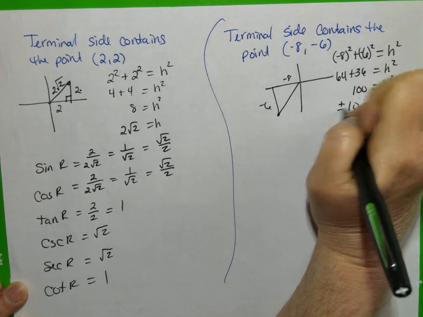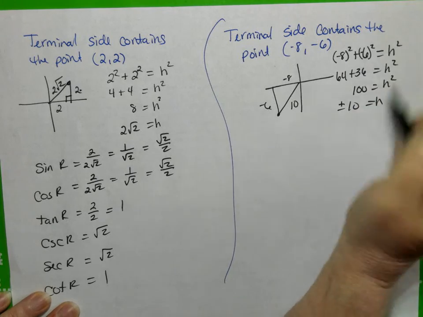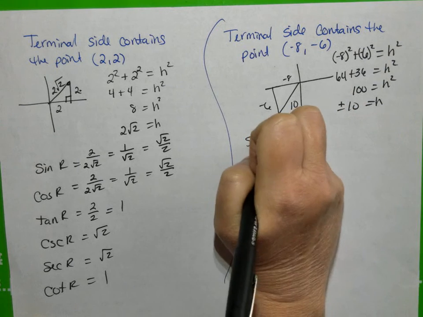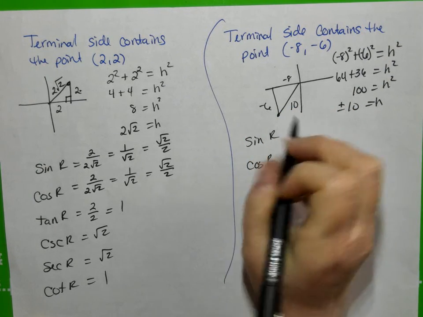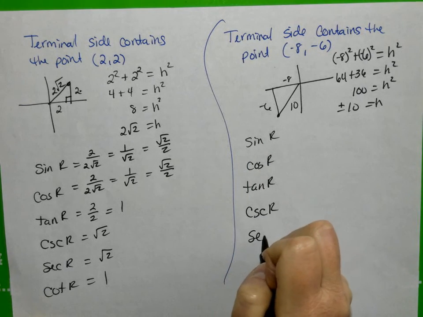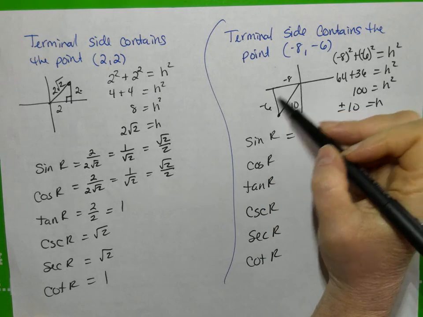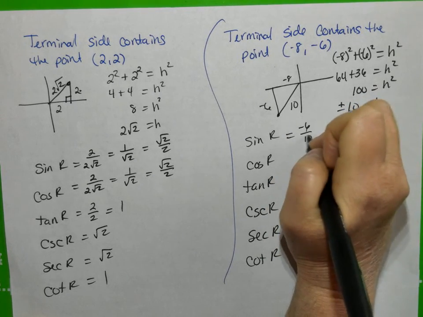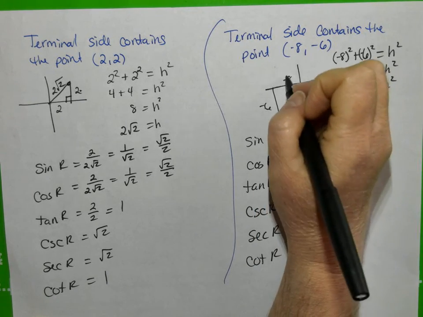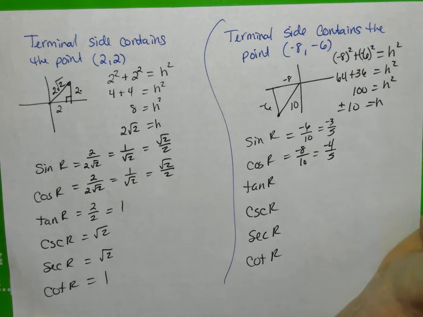It's not plus or minus, because I know since it's the hypotenuse, it has to be positive, because remember, the hypotenuse is the radius of a circle, so it's not going anywhere. All right, so now we have to find the sine of r, the cosine of r, the tangent of r, the cosecant of r, the secant of r, and the cotangent of r. Here we go. The sine is opposite over hypotenuse, -6/10, which reduces to -3/5. Cosine, adjacent over hypotenuse, -8/10, which reduces to -4/5.